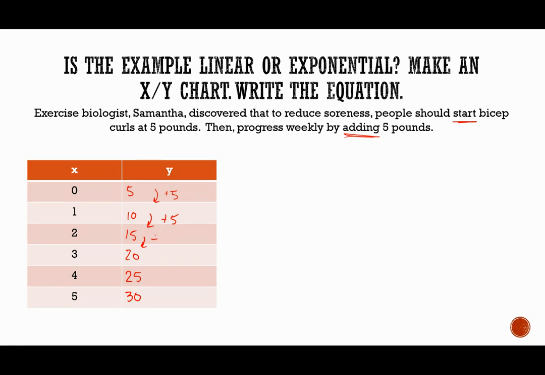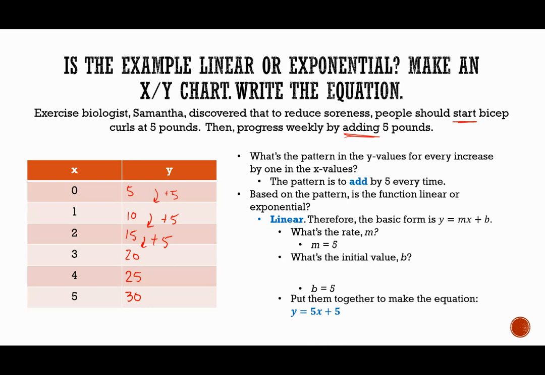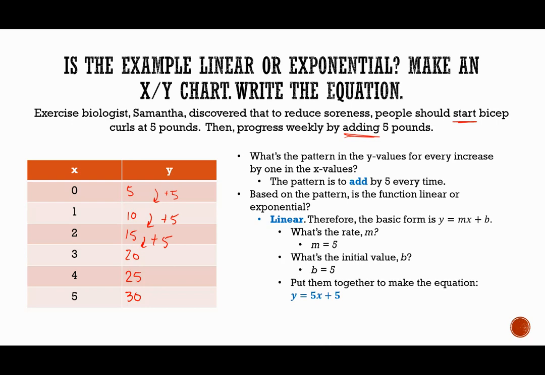Okay. All right, so what type of function are we working with? We're working with a linear function if we're adding. What is my rate? 5. I'm adding by 5 every time. Okay, so what is the initial value? B, 5, because that's what it started at. That's how heavy you start your weights at, 5 pounds. So that results in the equation y equals 5x plus 5.